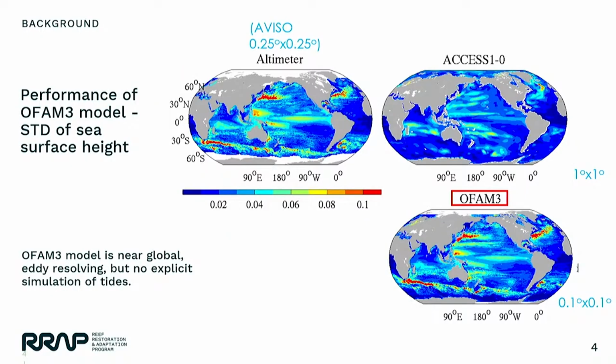This is just to show how well the OFAM3 model can resolve eddy features. This is the standard deviation of sea surface height. On the bottom right is the OFAM3 model, and on the top left is the observed variability in sea level from the satellite altimeter data. On the top right is the same model as OFAM, but at 1 degree, 100-kilometer resolution. You can see it captures the variability, but not the strength of the variability.